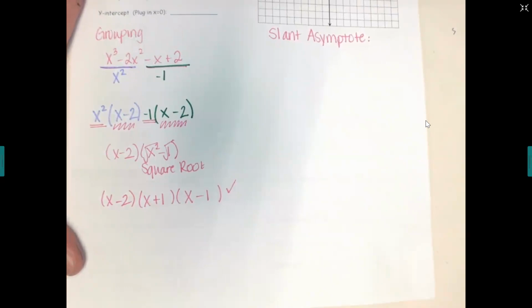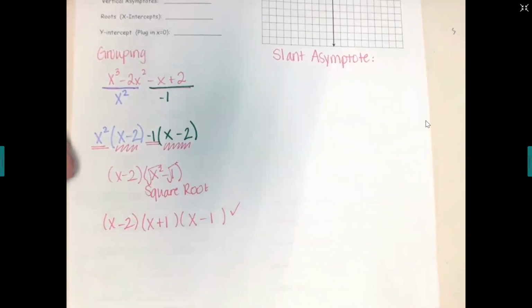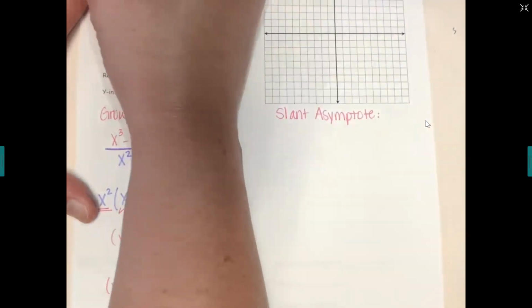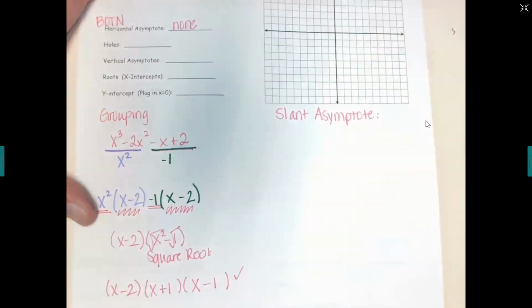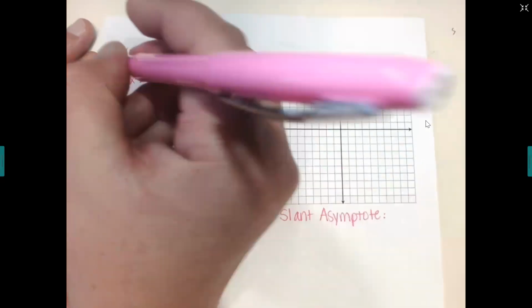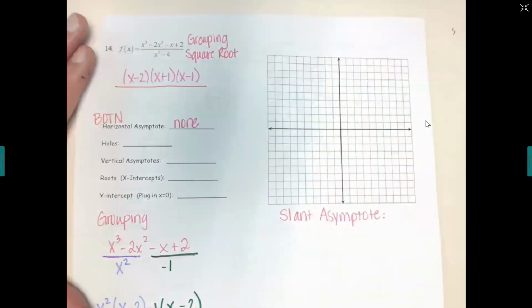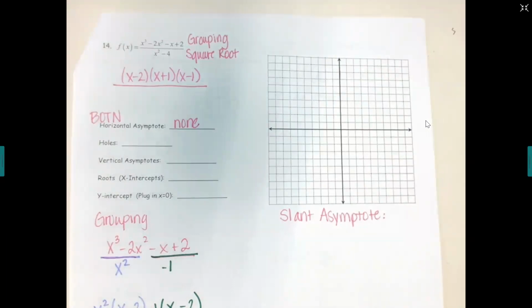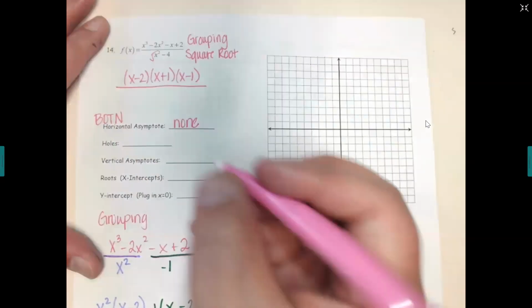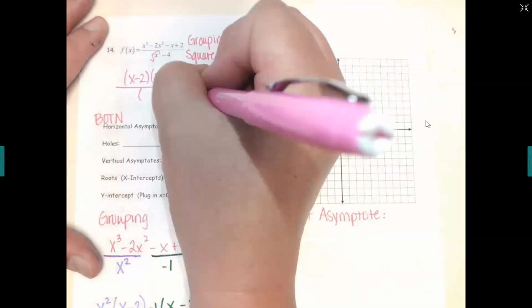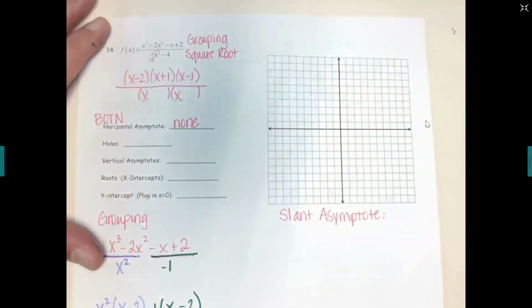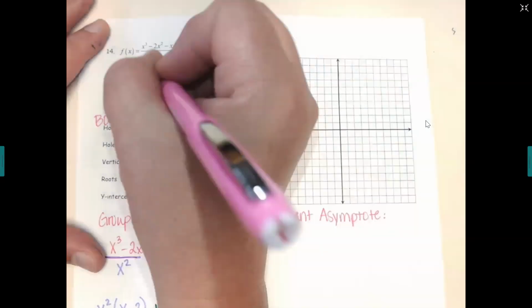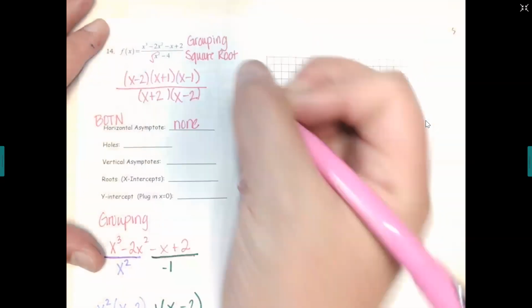So up there at the top, I'm going to have an x minus 2, an x plus 1, and an x minus 1. Okay, so it should look like that. On the bottom, I had an x squared minus 4. We said we're square rooting that. So the square root of x squared is going to split into what? It'd be x and x, right? And then for the 4, what's the square root of 4? Plus and minus 2. Very good.